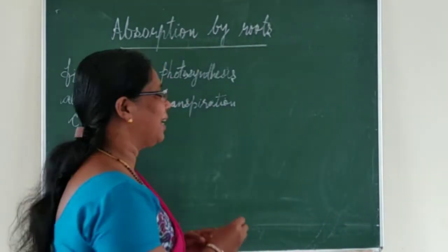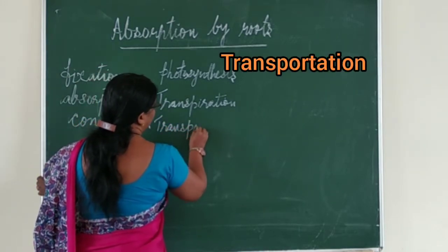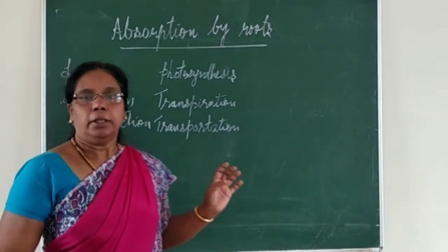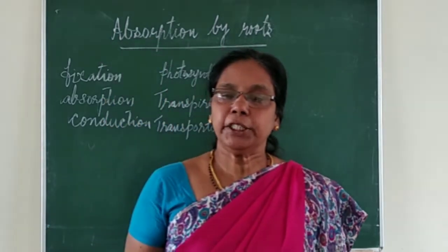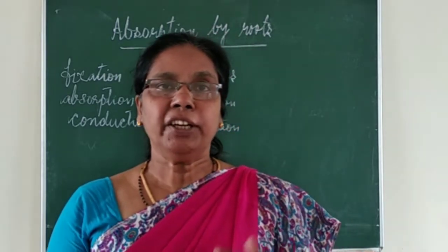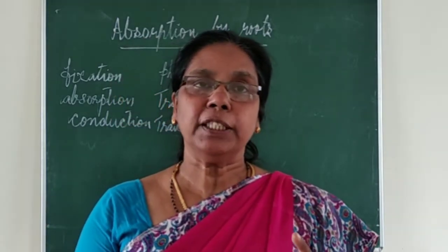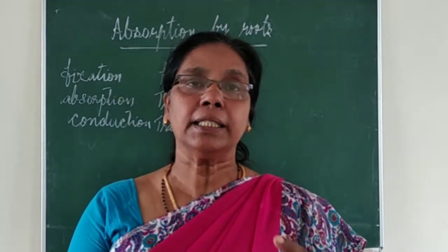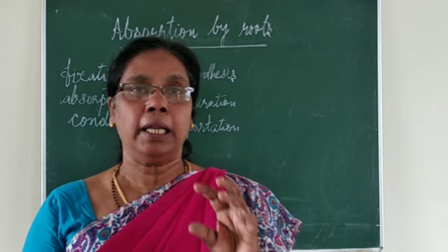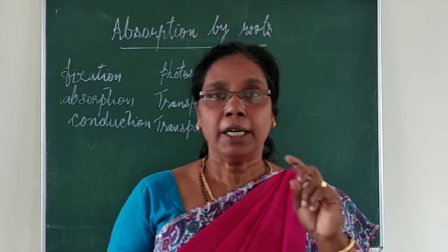And the third one is for transportation. Transportation of substances in the plant body will take place only in water-soluble form. If it is in solid form, that won't take place. Especially the food materials prepared by the plant have to reach all parts of the plant body. So there a liquid medium is necessary.